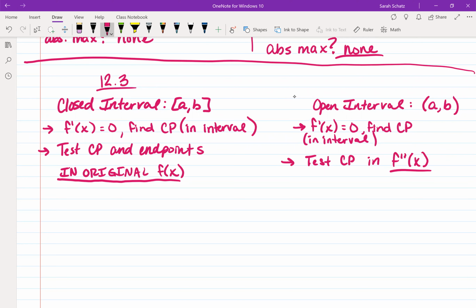Things to keep in mind, if you have a closed interval, you will always have both a min and a max.